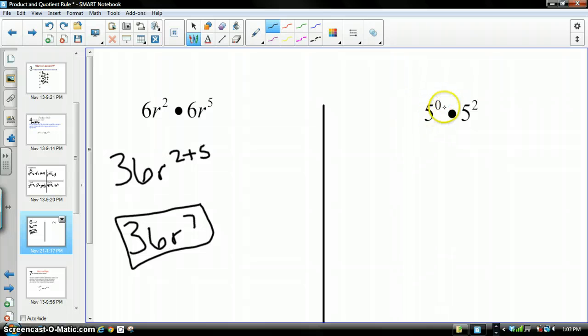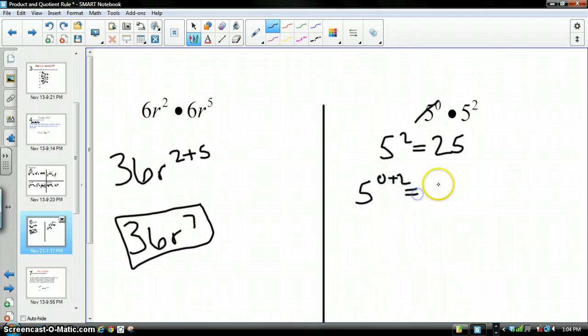So now here we have 5 to the 0 power. Remember we said anything to the 0 power is always 1. So we can just cross this out, and we're left with 5 squared, which equals 25. We can also look at this as being 5 to the 0 plus 2, which equals 5 squared, which equals 25.